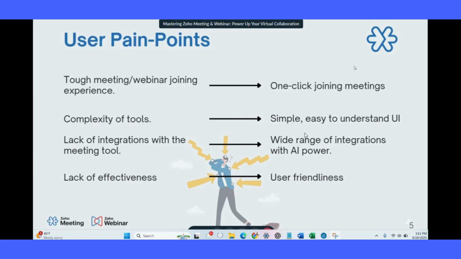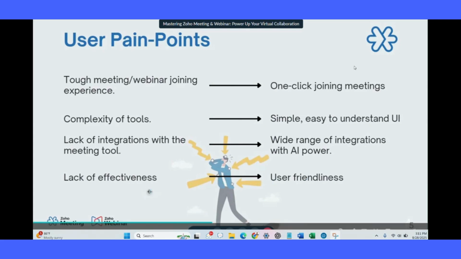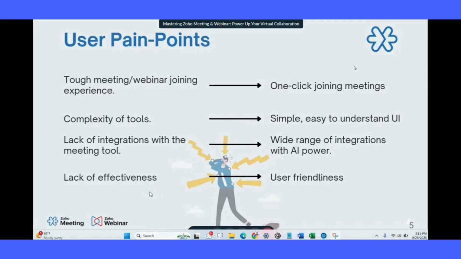And also about integrations of the meeting tool. Zoho has a wide range of integrations that can be set to the product, which is supported by AI as well. And also, Zoho is quite user friendly, which helps with the effectiveness pain point of any other product. So Zoho has features such as raise hand, taking meeting notes, giving polls, or maybe sharing different kinds of files. So Zoho has that capability as well.